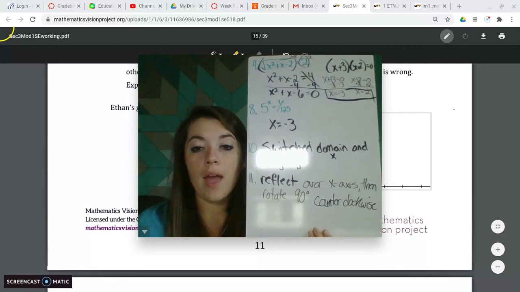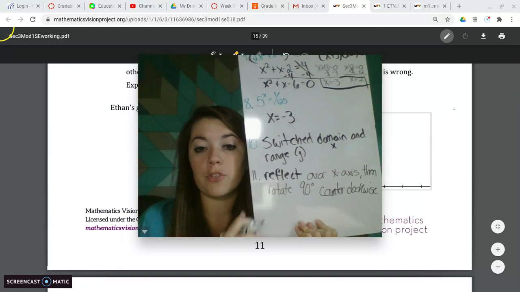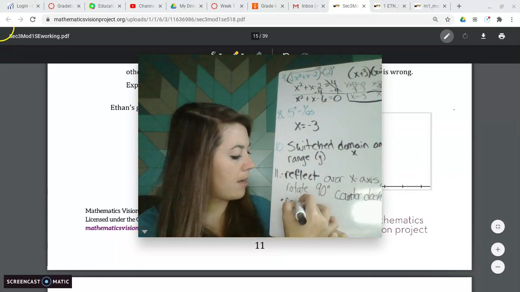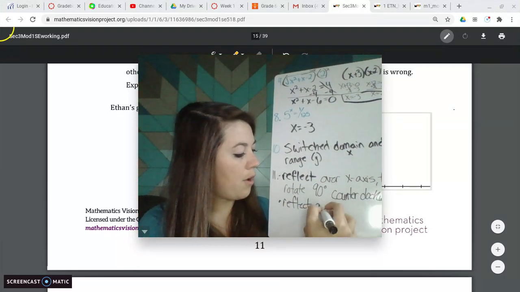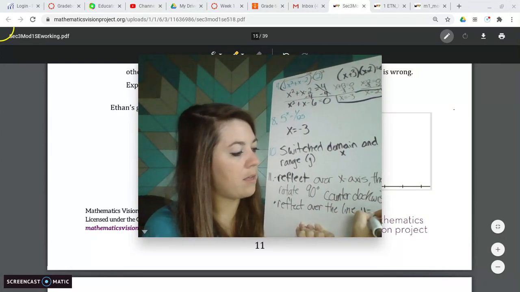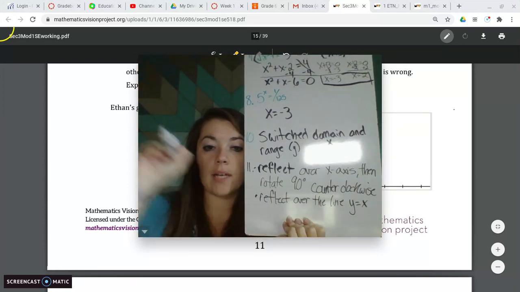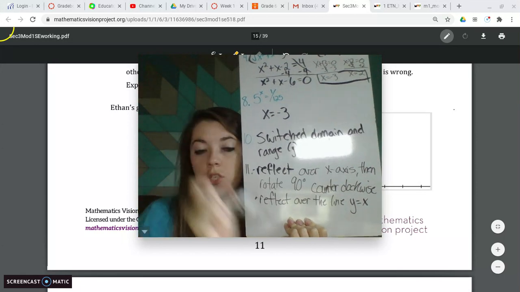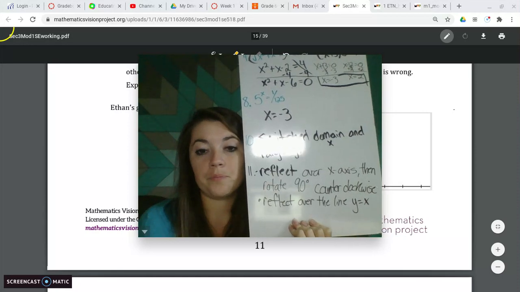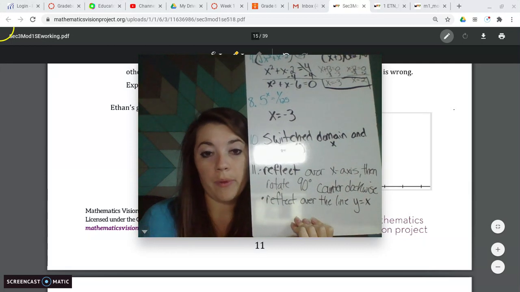Now, another way that we can do this, which involves only one transformation instead of two, is to reflect over the line y equals x. So reflecting over the line y equals x, which is the diagonal line with a slope of 1 that goes through the origin, will actually reflect these onto each other, and then they'll be the exact same. So two different possibilities for how we can do this. Either one is perfectly acceptable.